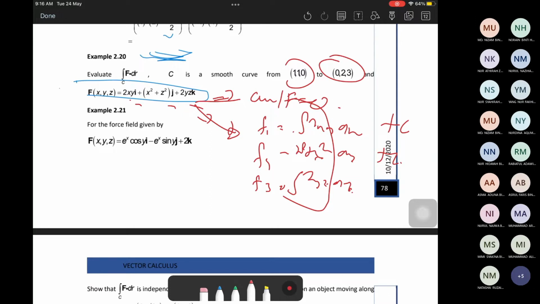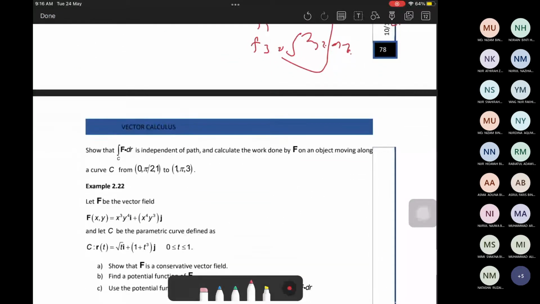So actually dia topik untuk konservatifnya daripada depan ni adalah mudah lah, tak soal mana pun.